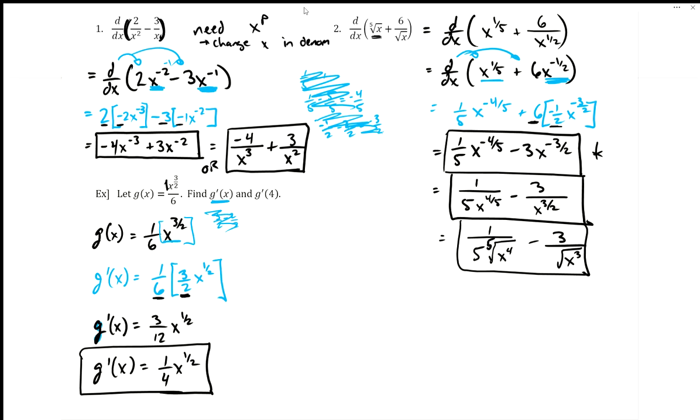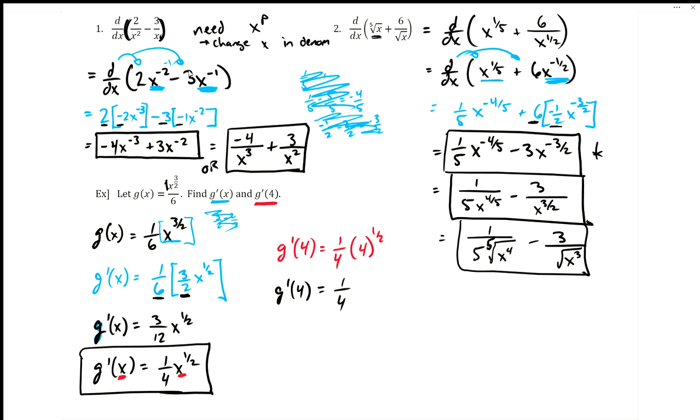Now let's do g prime of 4. Okay, so g prime of 4 is telling us put 4 into this x in that function. So that means it would be 1/4 and then 4 to the 1/2. Okay, so the left side is good. This is g prime of 4. And then now we just need to simplify this.